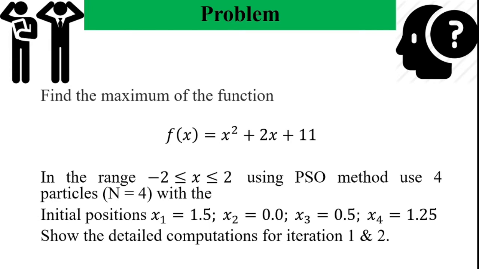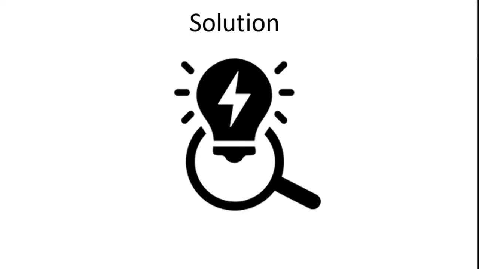Here, the initial positions of particles are suggested. The initial positions are x1 equal to 1.5, x2 equal to 0, x3 equal to 0.5, x4 equal to 1.25. Likewise, the problem suggested the initial positions of particles. So now you are aware of the problem's objective function and the initial positions of particles. Could we solve the problem?